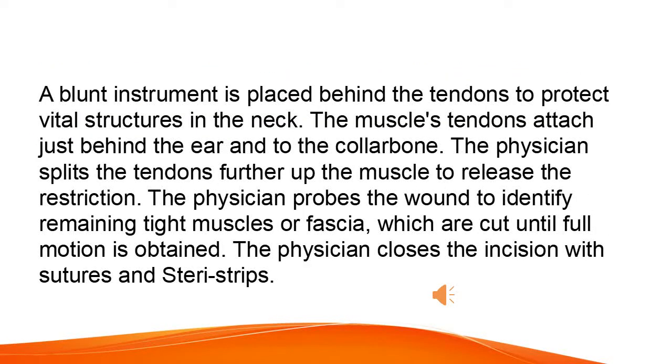A blunt instrument is placed behind the tendons to protect vital structures in the neck. The muscle's tendons attach just behind the ear and to the collarbone. The physician splits the tendons further up the muscle to release the restriction. The physician probes the wound to identify remaining tight muscles or fascia, which are cut until full motion is obtained. The physician closes the incision with sutures and strips.